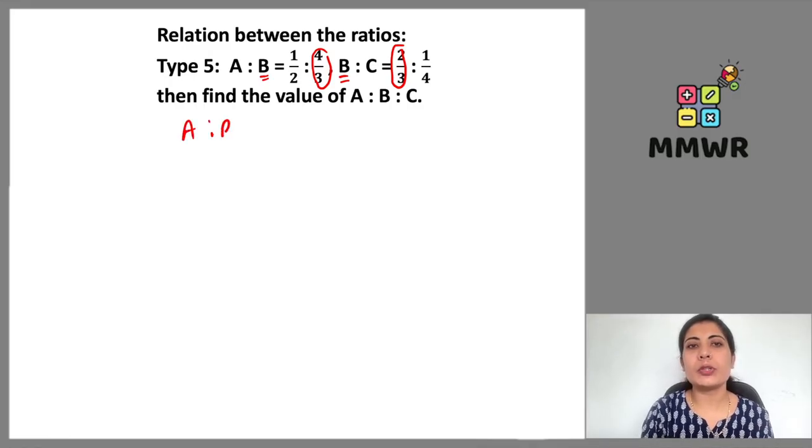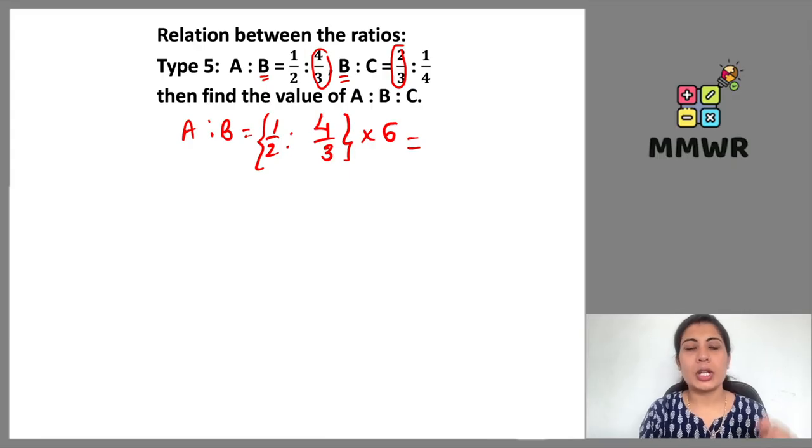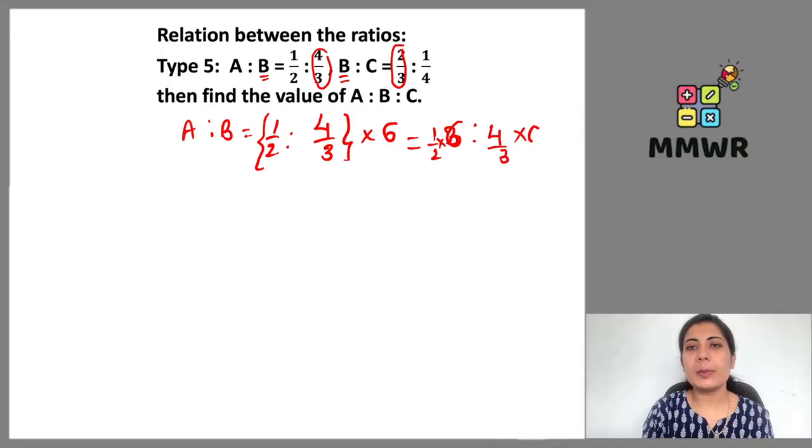So the ratio A:B is given to us as 1 by 2 : 4 by 3. We know 2 and 3 are in the denominators, so we will multiply by the LCM of 2 and 3, which is 6. So 1 by 2 multiplied by 6 gives me 3 in the numerator, and 4 by 3 multiplied by 6 gives me 8. This is the longer method we are doing for now. 3 ones are 3, 4 twos are 8. So 3:8 is going to be the ratio of A and B.